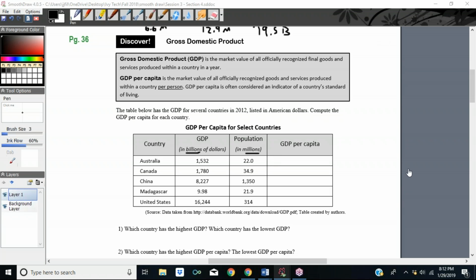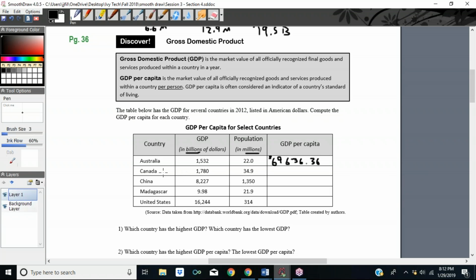All right, so I like Megan's answer. So what I did in my calculator, since I didn't do it in scientific notation, I just know that billions have 3 more zeros than millions. So I did 1532000 divided by 22. And that gave me $69,636.36.